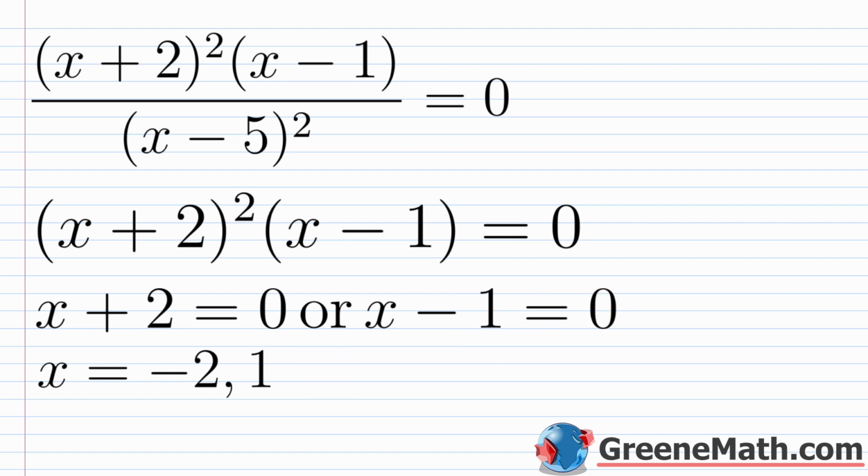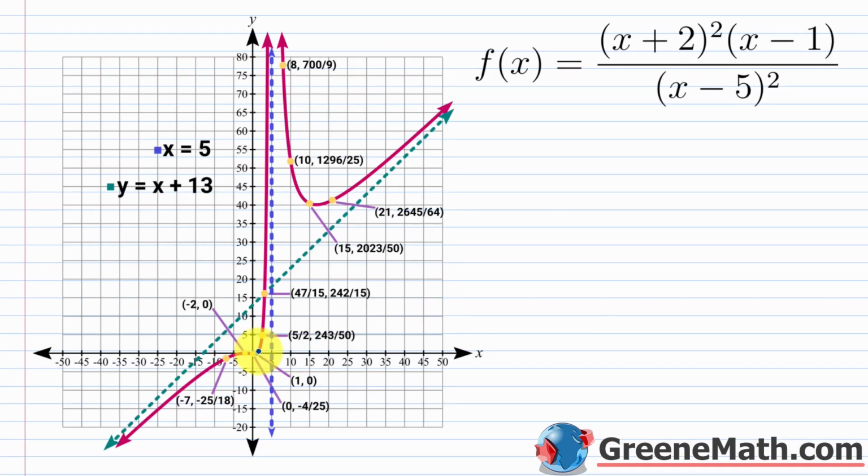Now again, you have to pay attention to the multiplicity of each 0. This one is squared, so that means at negative 2 comma 0, we're going to touch the x-axis and turn around. But the multiplicity of this 0 is 1, so that's odd. So at 1 comma 0, we're going to cross through the x-axis. So this is our graph.